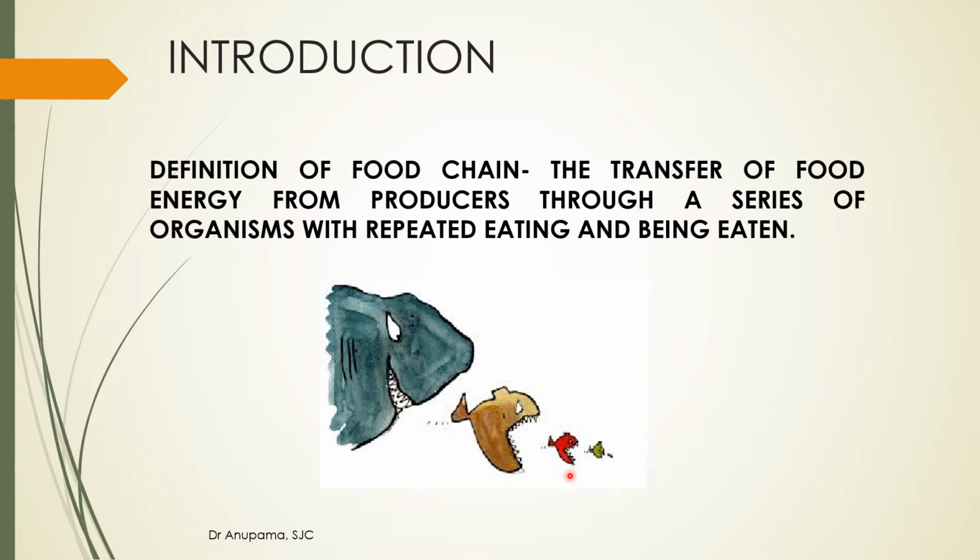Say for example, this is a phytoplankton which is a producer. This is eaten by a primary consumer, a small fish, which in turn is eaten by a secondary consumer, and this in turn will be eaten by a predator, the tertiary consumer. So this is a process of repeated eating and being eaten. That is what a food chain is about.